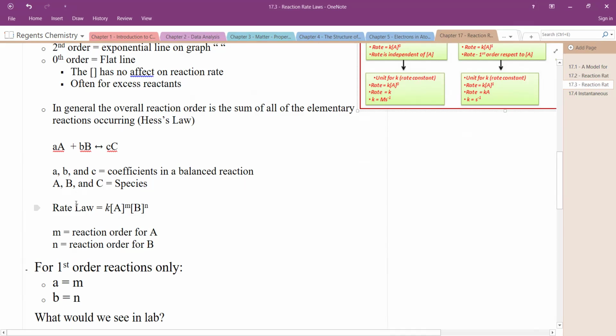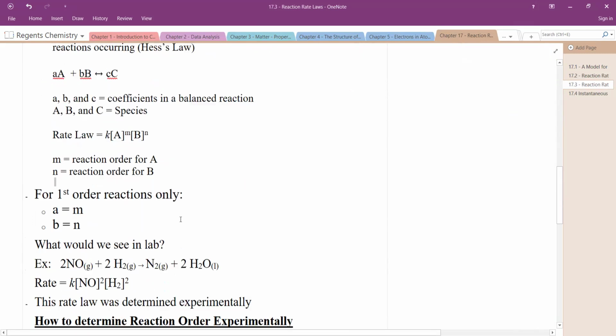Well, my rate law is actually going to be our specific rate constant, K, times the concentration of A raised to the power of A's reaction order, and times the concentration of B raised to the reaction order for B, okay? So for a first order reaction, the coefficient in my rate law will be the coefficient in my reaction. So in this case, lowercase a would be M, and lowercase b would be N, if that's what I see in lab, right?